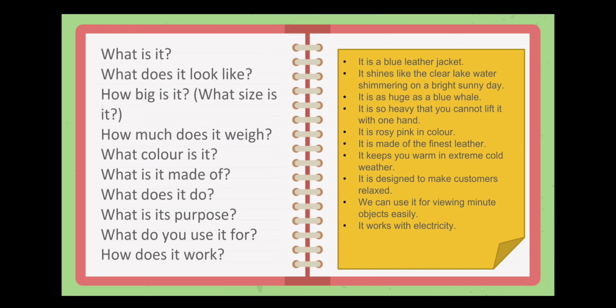What is it made of? It is made of the finest leather. What is its purpose? It keeps you warm in extreme cold weather. What do you use it for? How does it work? It is designed to make customers relaxed. We can use it for viewing minute objects easily. It works with electricity. So this is how you can focus on some questions and then try to answer them in continuous prose so that your description is beautiful, attractive for the reader, and the reader can read and visualize what you are explaining.